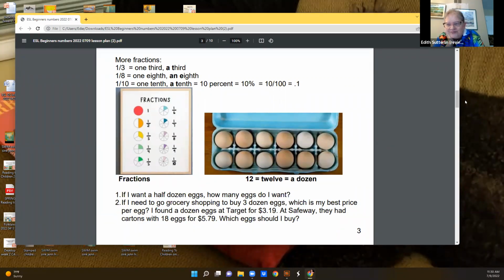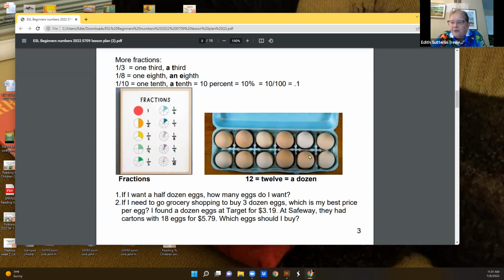1/3, 1/4, 1/5, 1/6. I'm going too fast, sorry. 1/2, 1/3, 1/4, 1/5, 1/6. You can either say 1/7 or you can say a 7th. 1/8, you can also say an 8th. Because it starts with a vowel, like we learned in other examples last week, an 8th or 1/8. 1/9 and 1/10 or a 10th.